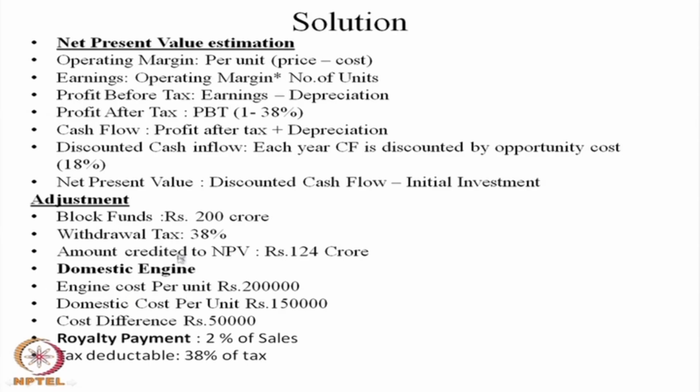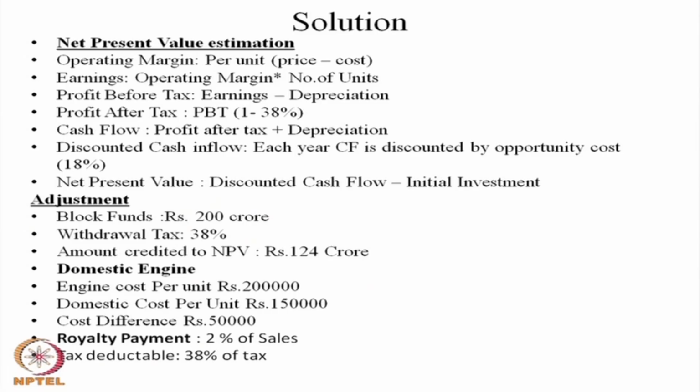The adjustment is because he has the 200 crores of blocked funds, so there is no requirement of paying tax. He can also purchase a foreign engine at 1,50,000, with no need of manufacturing the engine at the domestic level. Similarly, he is getting a royalty of 2%, which is also tax deductible. These are other benefits the foreign direct investor is getting. You have to factor them into the domestic NPV to arrive at what is called the actual NPV. Now, let us first discuss the domestic NPV, what we have done so far.